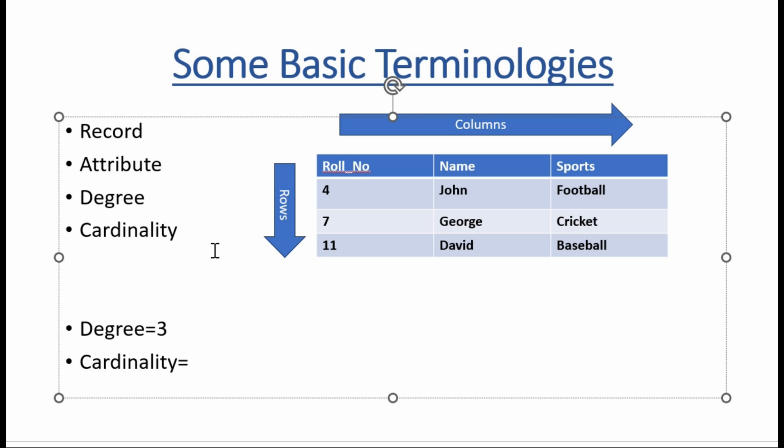Similarly, cardinality is basically the number of rows in a table, or you can say the number of rows in a relation. 1, 2, and 3. We won't count the topmost row because it's not information, it's just the header. So we have 1, 2, and 3.